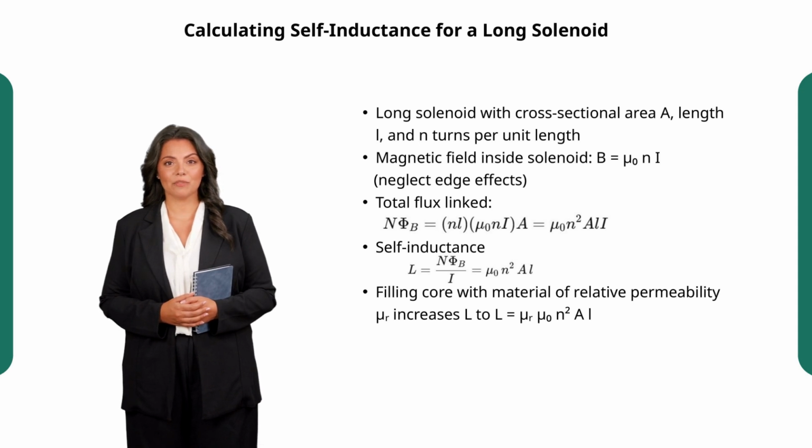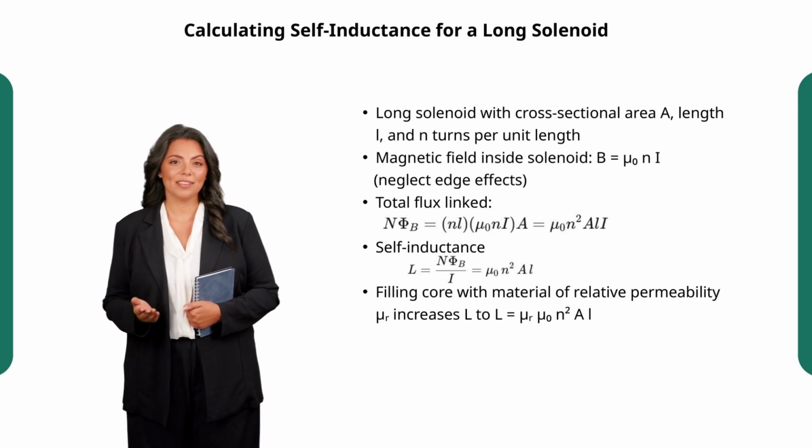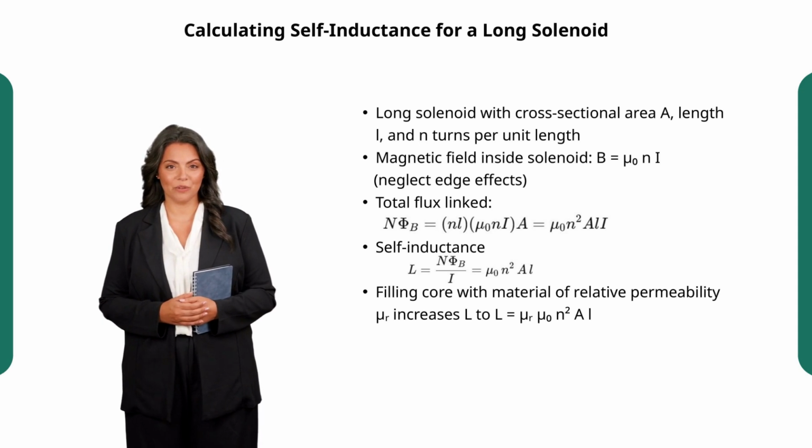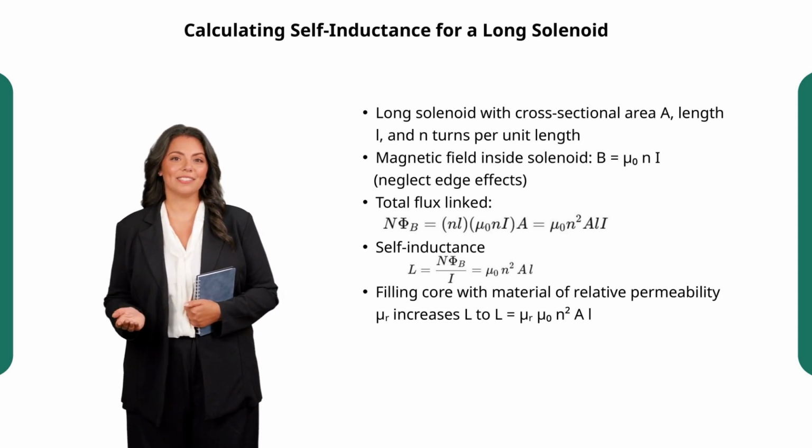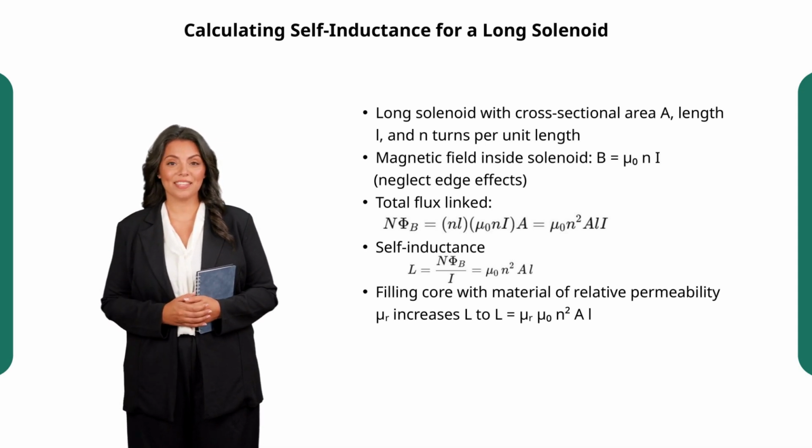Dividing flux linkage by current gives the self-inductance. L equals mu0 n squared AL. This formula shows how coil geometry dictates inductance, a key design consideration in electromagnetic devices.